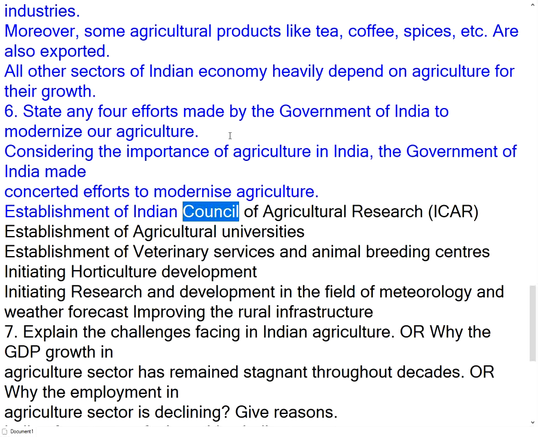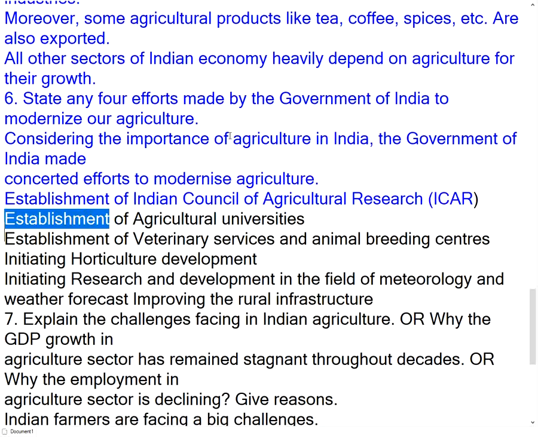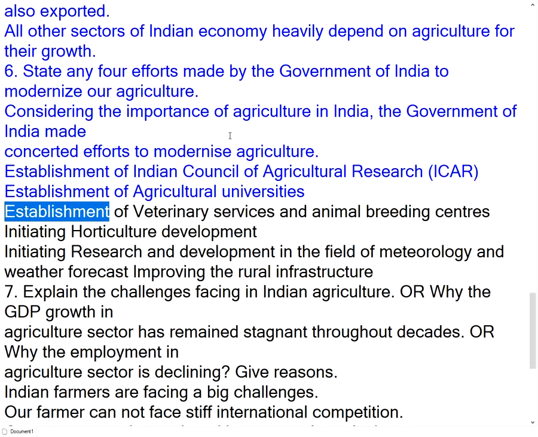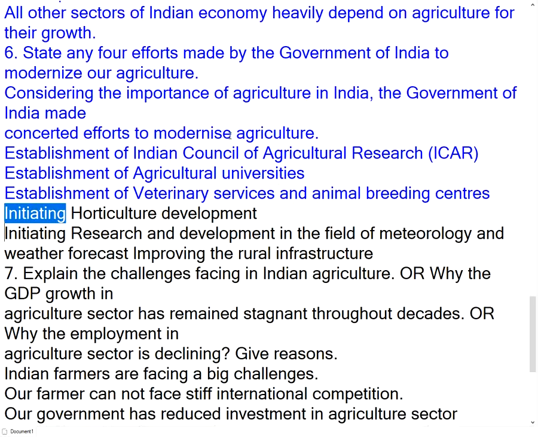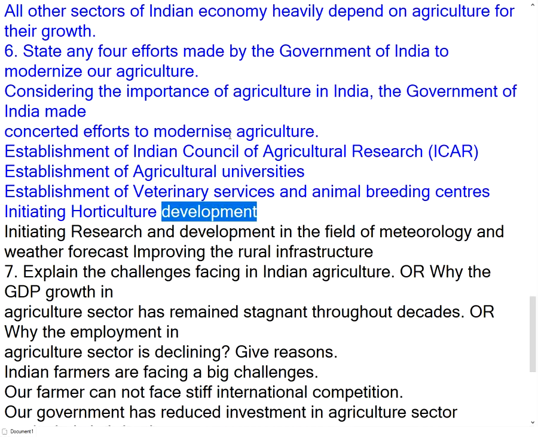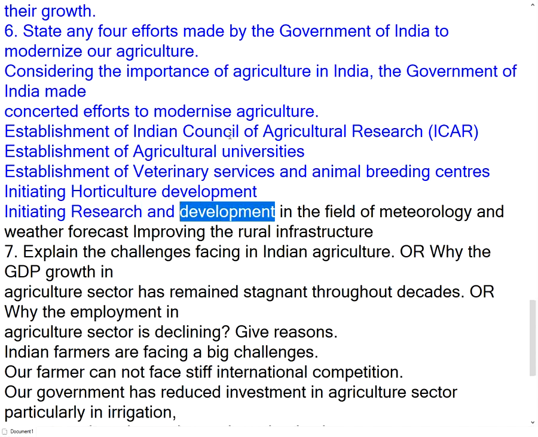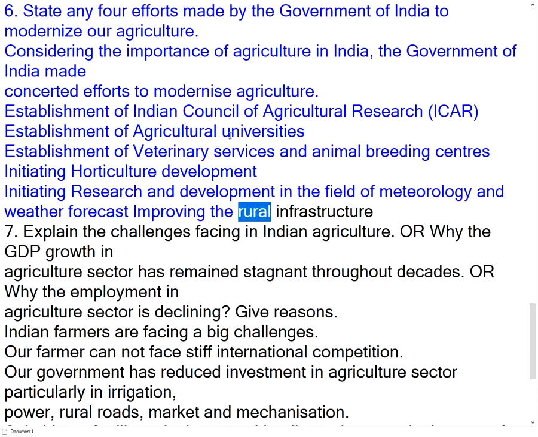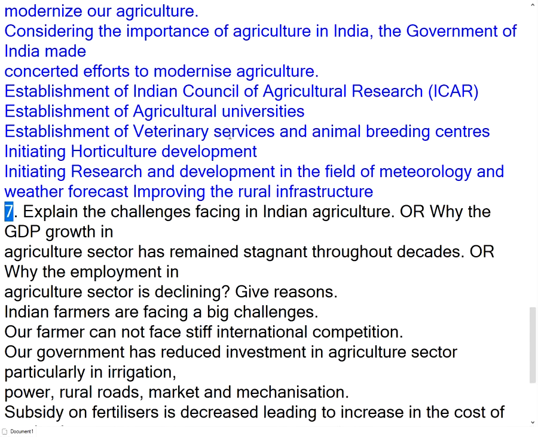Establishment of the Indian Council of Agricultural Research, ICAR. Establishment of agricultural universities. Establishment of veterinary services and animal breeding centers. Initiating horticulture development. Initiating research and development in the field of meteorology and weather forecast, improving the rural infrastructure. 7. Explain the challenges facing Indian agriculture.